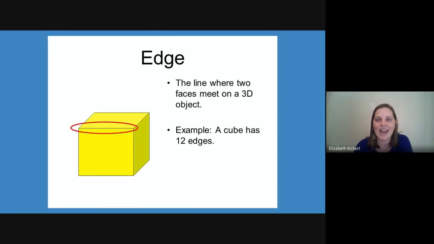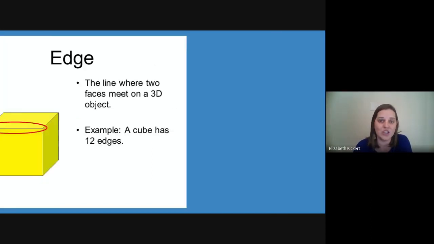Okay, then you have an edge. An edge is the line where two faces meet on a 3D object. So you can see I've circled an edge on this shape in red. It's that straight line where two different faces come together. Not at a point, that would be a vertex, but the straight line where two faces meet. On a cube, it has 12 edges.